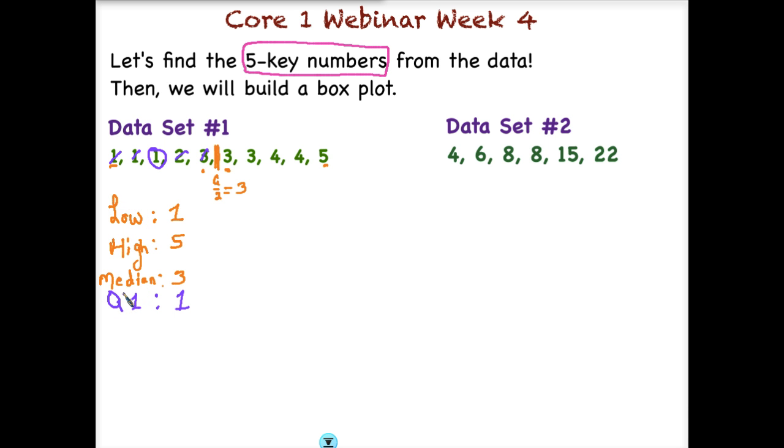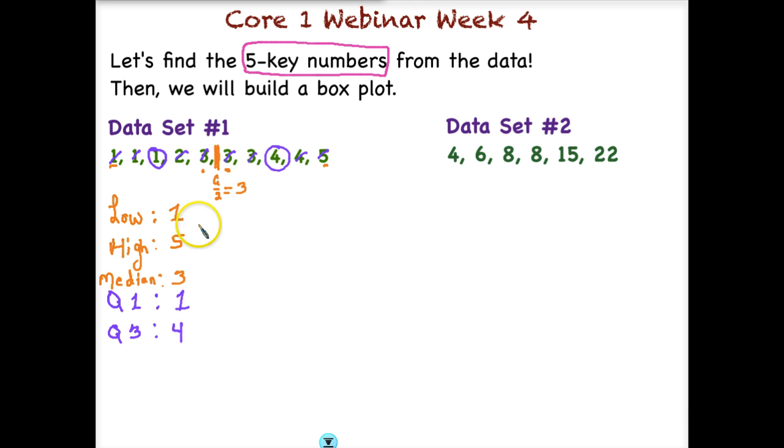So does anyone know what the 5th key number would be? Kind of goes along with quartile 1. Very good guess. But did you know that the median is actually quartile 2? Because it goes 1 here, and then the median is quartile 2. So what do you think, Dustin? What would be next? Very good. Quartile 3, awesome. So quartile 3, we're going to do the same thing. We're just going to mark off numbers till we find the middle one of the upper half, and that's 4.